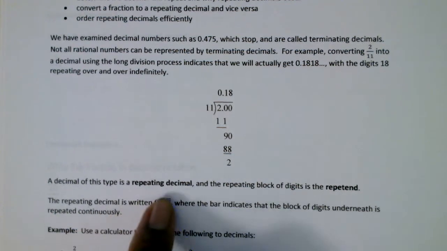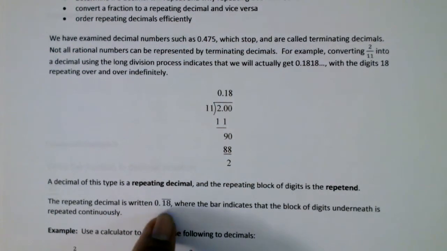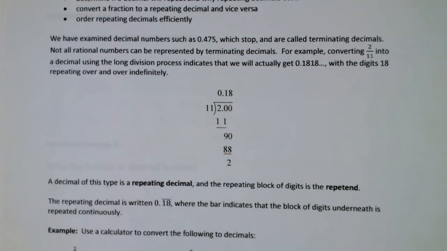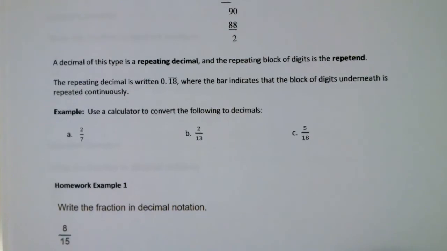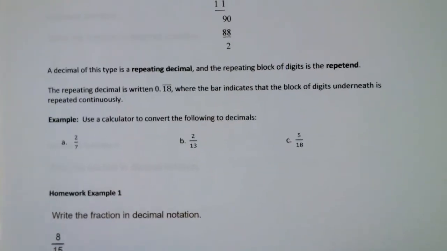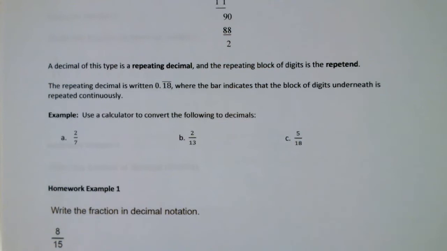And we write the repeating decimal like this. So for 0.1818 repeating, that'd be 0.18 with the bar on top. The bar indicates that the block of digits underneath is repeating continuously without end. Okay, so using our calculator, we're going to convert these fractions into decimals here.